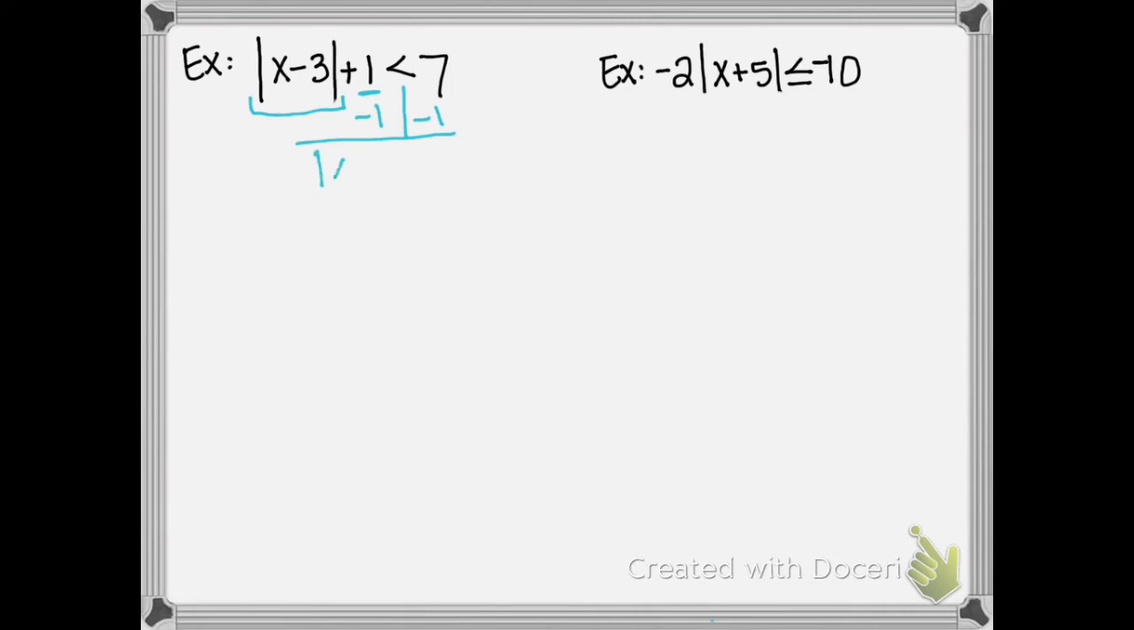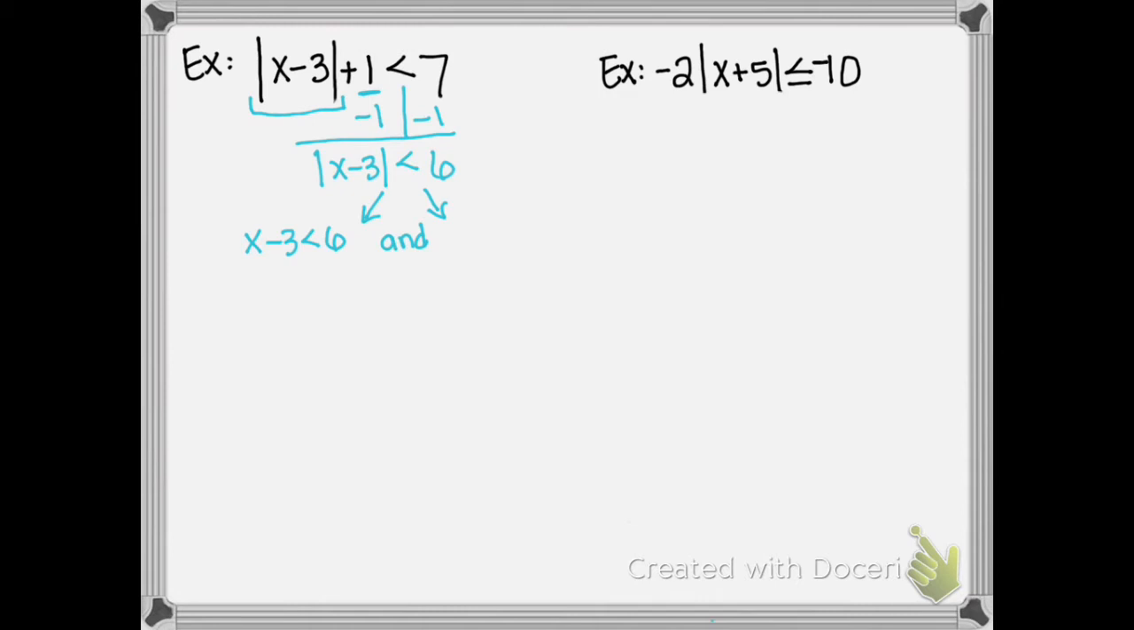I'm going to bring down the absolute value of x minus 3, keep the less than, and 7 minus 1 will give us 6. Now that the absolute value is isolated, we're going to rewrite it as two separate inequalities. We're going to copy the absolute value without the absolute value bars. In the middle, there was a less than. Less than means and.